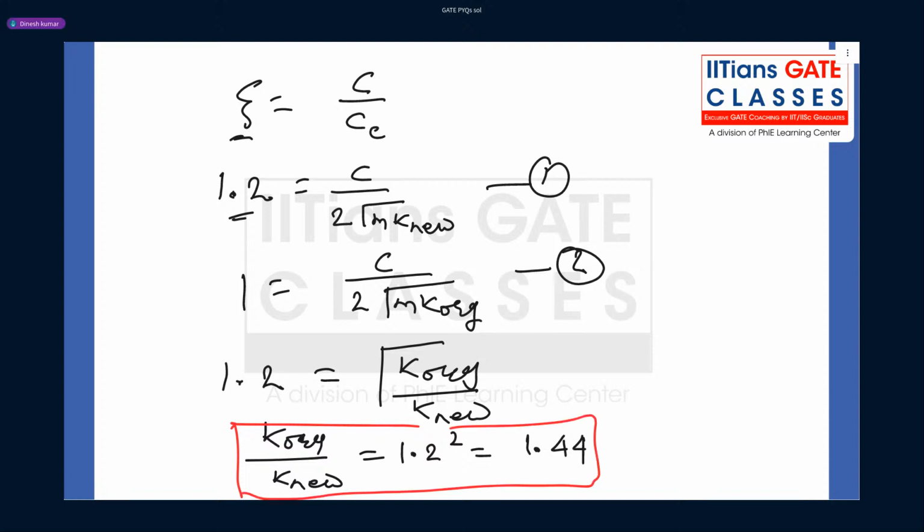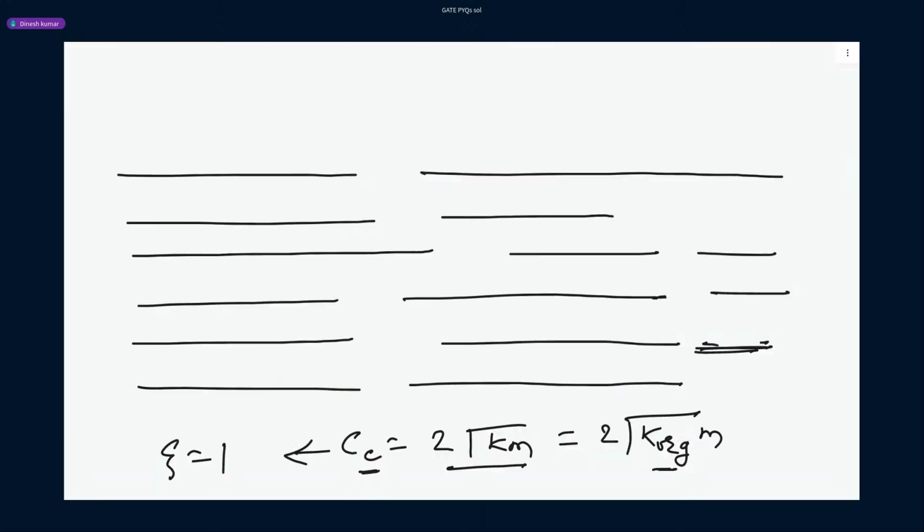Okay. Now understand this problem again. We know zeta is always C by Cc. When it is a critically damped system, your stiffness is K. When it became over damped, you have a new stiffness. Your damping coefficient is not changing, the initial C value is not changing, and your mass is not changing. The only thing changing is stiffness. Clear? So this is how we need to solve this question.